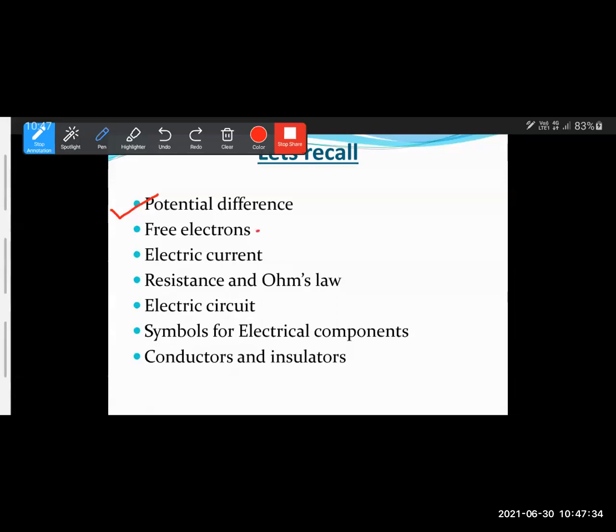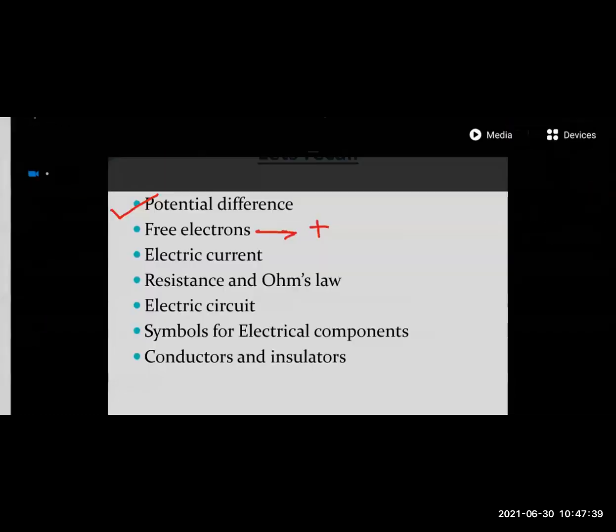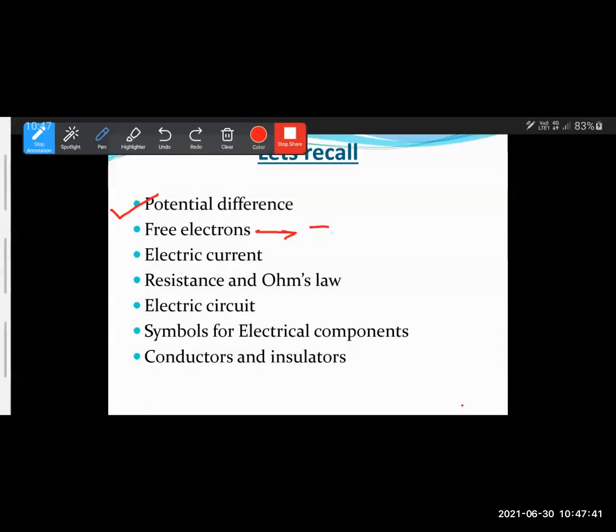So if I can mention here, electrons will flow from the negative terminal to the positive terminal, whereas your normal electric current will flow from the positive terminal to the negative terminal. That you need to remember. Then today we are going to study the concept of resistance and Ohm's law, electrical circuits, symbols for electrical components, and the concept of conductors and insulators.